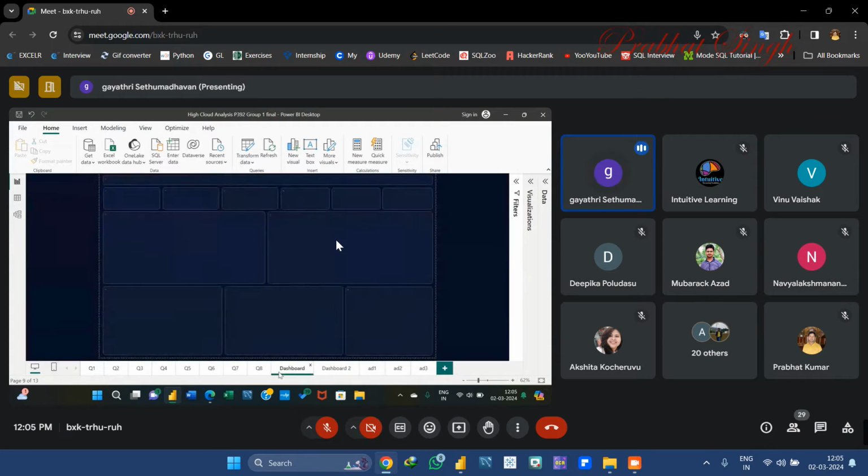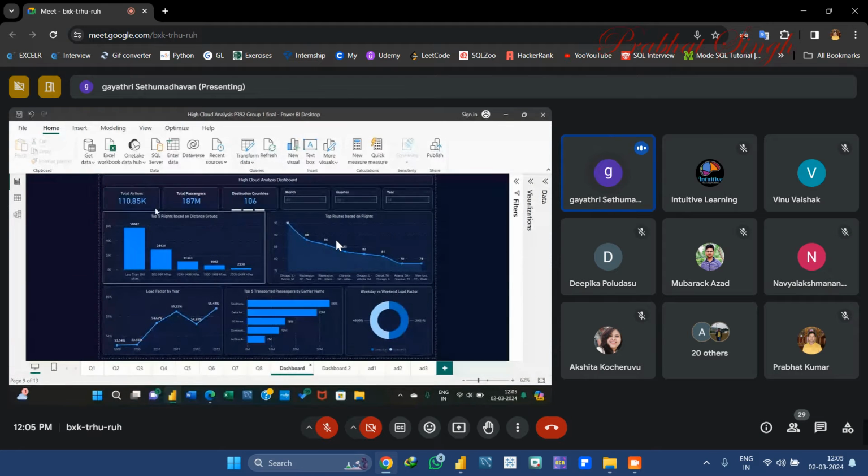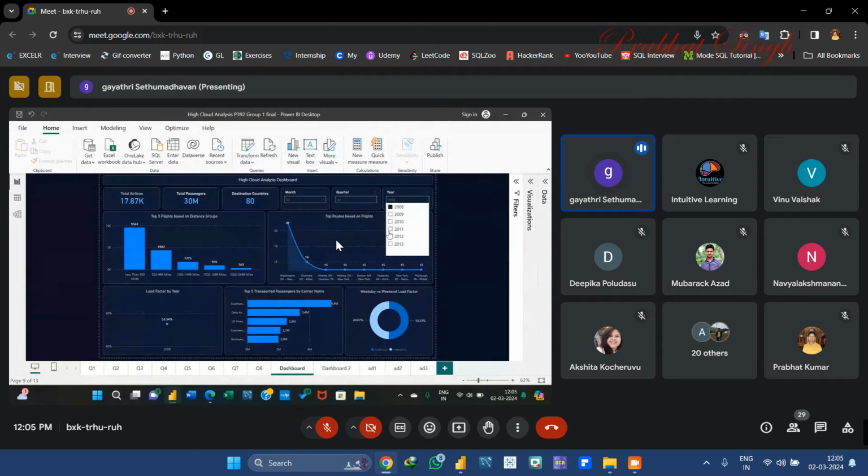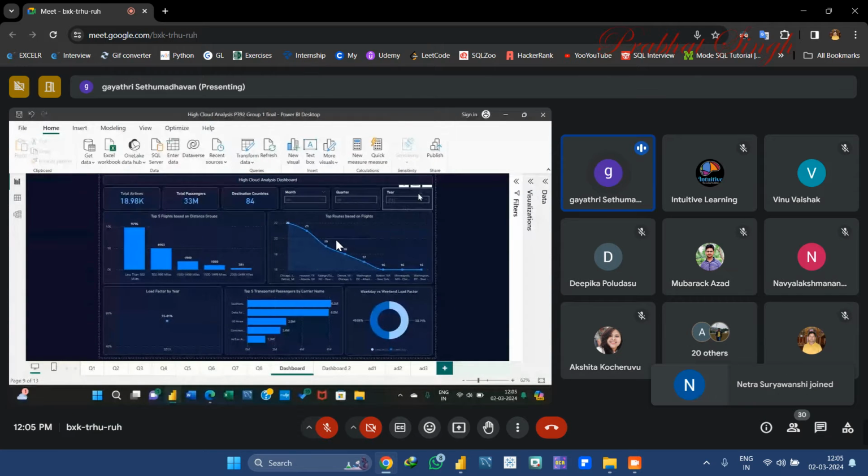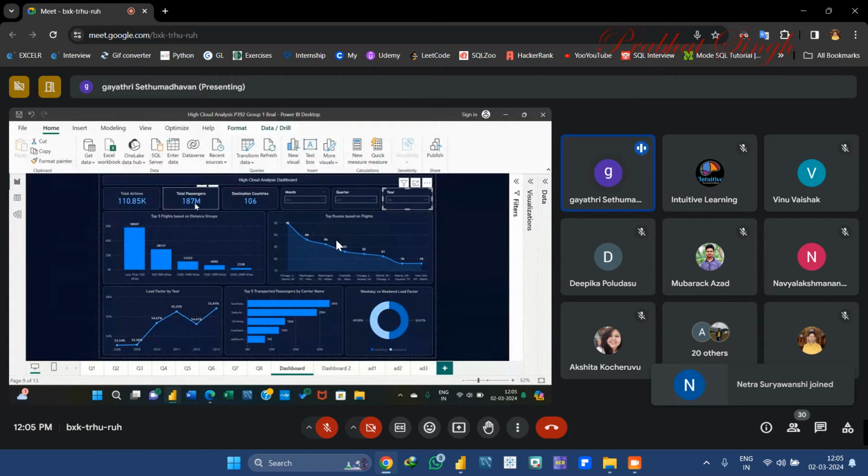Coming to the dashboard, the total number of airlines partnered with Highclouds is 110.85K. So in 2008, we have 17.87K. At 2013, we have 18.98K. So here we can see a 6.21 percentage increase in the partnered airlines. Total passengers, we have 187 million.